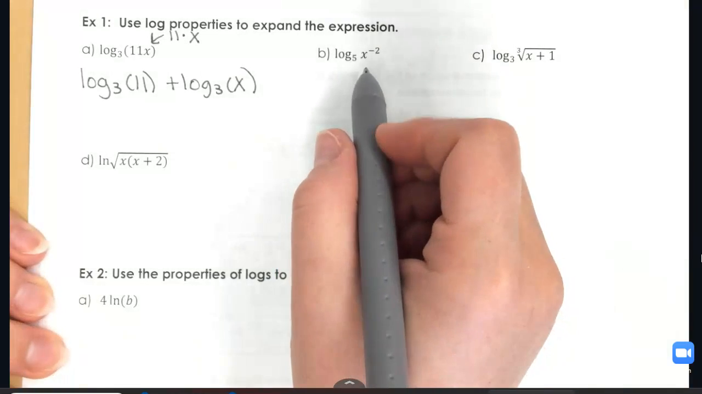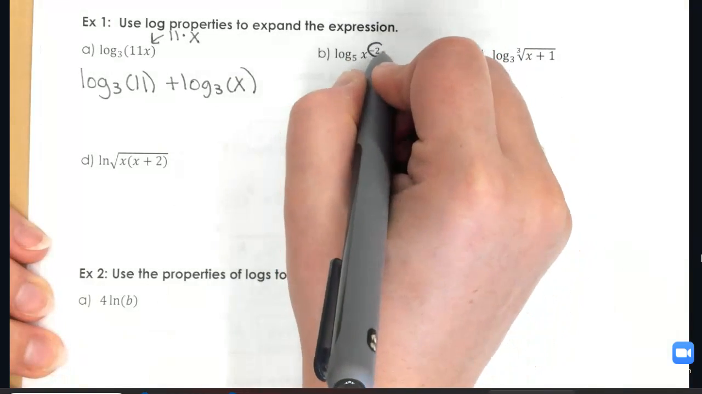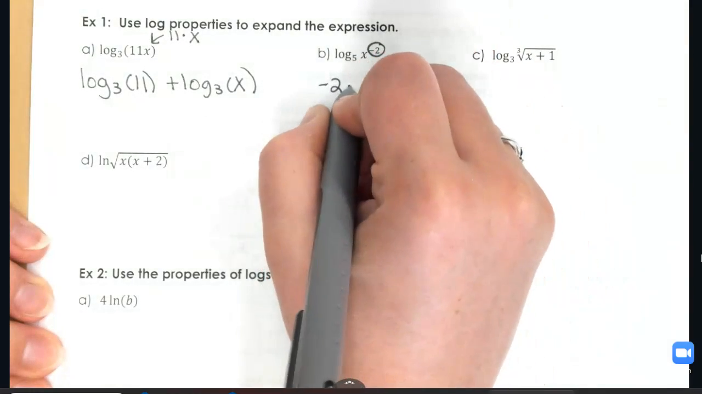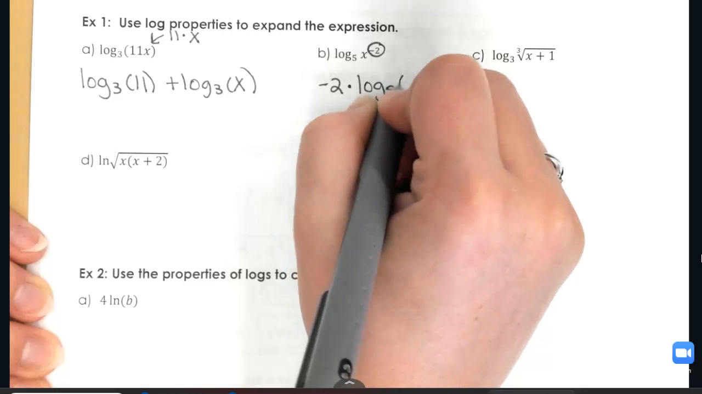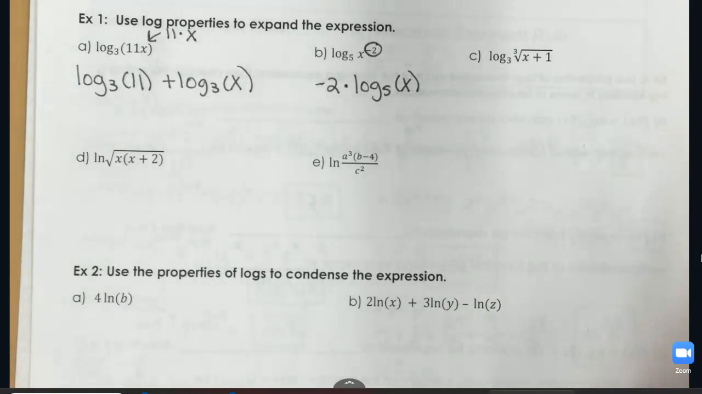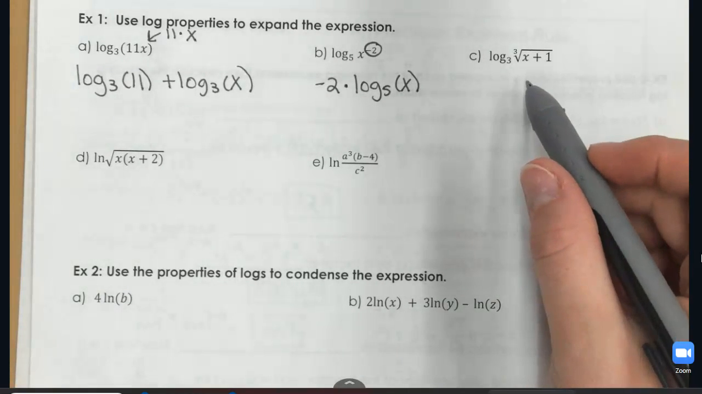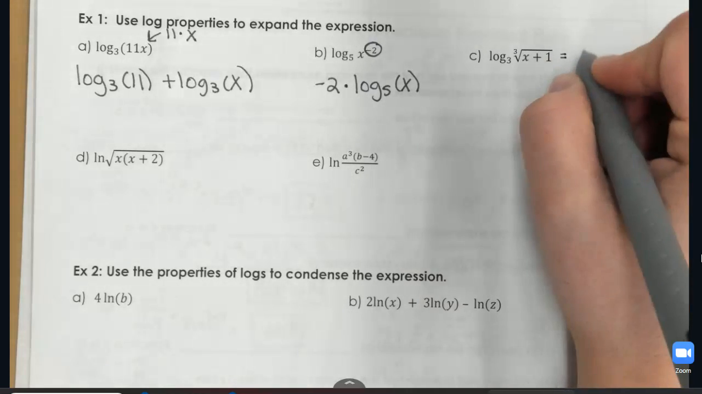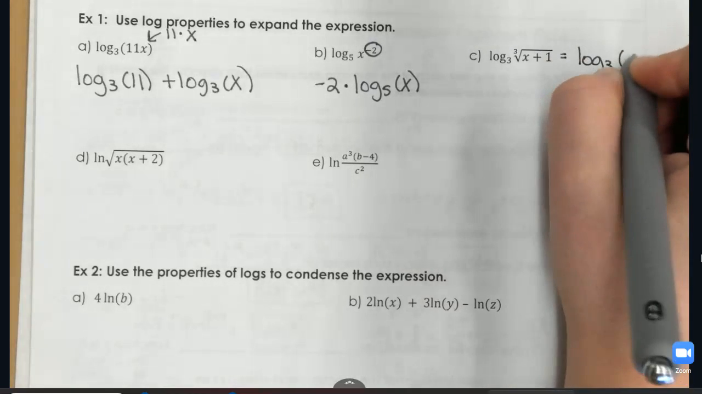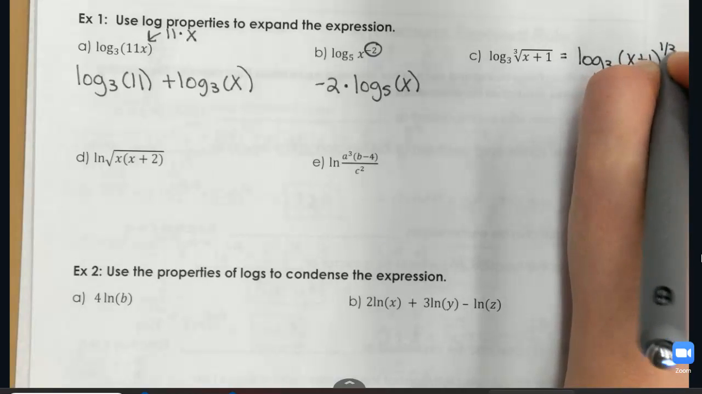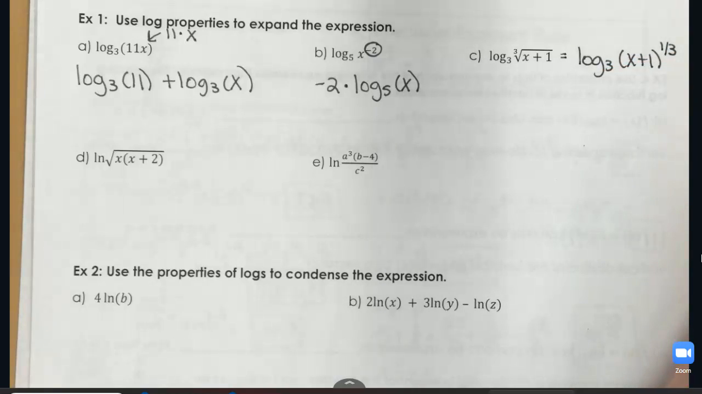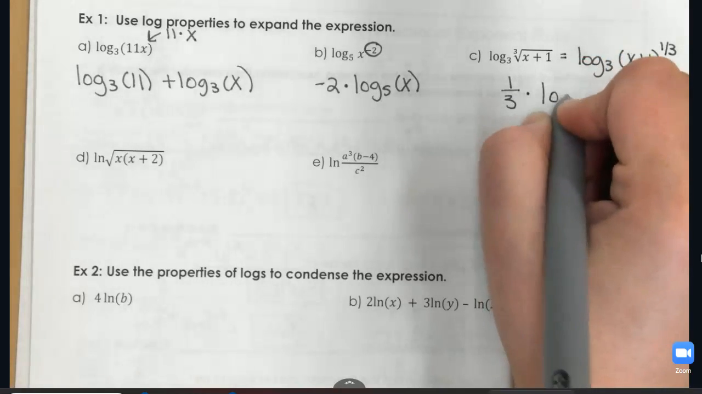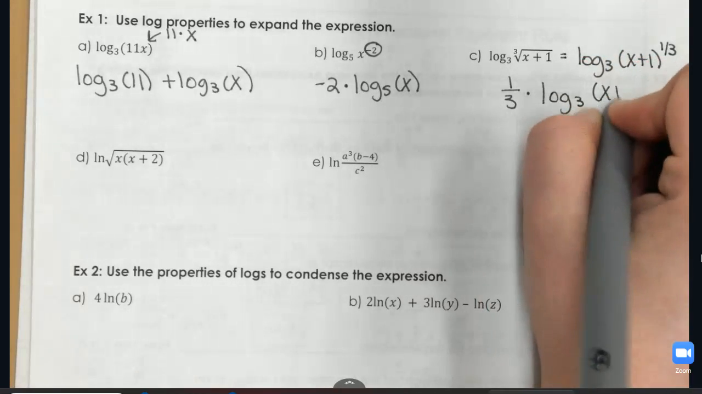On the next one, log base 5 of x to the negative 2. This is an exponent, so I can bring it to the front, and this will be negative 2 times log base 5 of x. Moving on to C, I have a radical. I didn't have a rule that dealt with radicals, but I know how to rewrite this as an exponent. That would be x plus 1 to the 1/3. And I do have a rule that deals with exponents. I can bring this now to the front, 1/3, and multiply it by the remainder of my log.